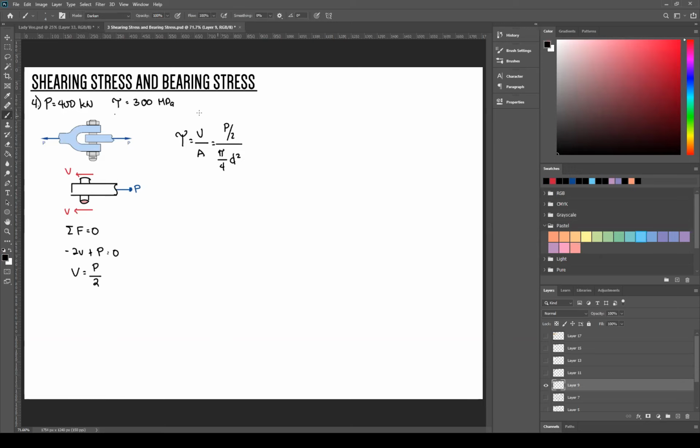So now let's sub in our values. This is 300 MPa equals P. P is 400 kilonewton. This is MPa, Newton per millimeter squared, so I have to convert that. So 400 convert to Newton. That's just times 1,000 or times 10 raised to 3. Again, this is just converting kilonewton to Newton. Then over 2, all over pi over 4 d squared. From this, you can solve for d. Please solve. What's the answer?